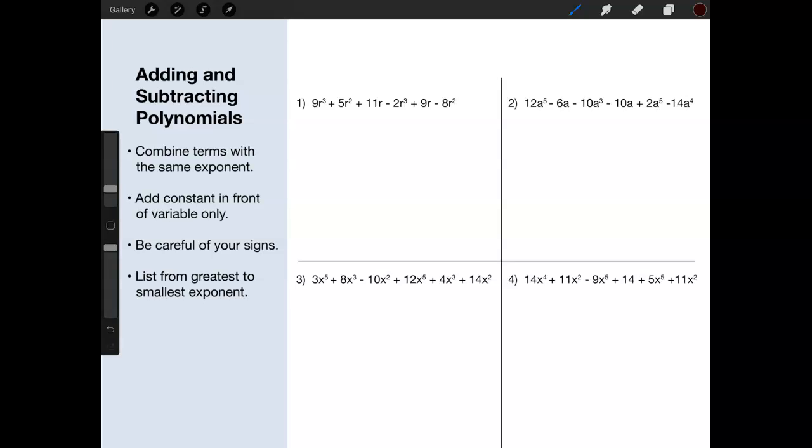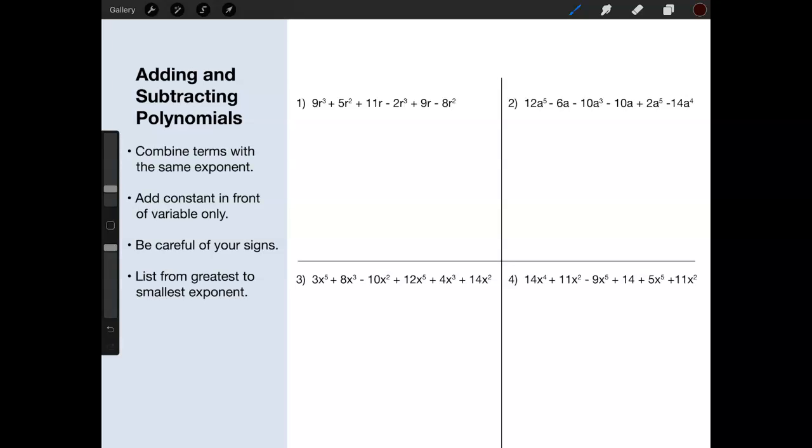When adding and subtracting polynomials, it's important to remember a couple of things. First, combine terms with the same exponent. Only add the constant in front of the variable. Be careful of your signs, and when you're done, list your answer from greatest to smallest exponent. I have 4 examples here to help illustrate.